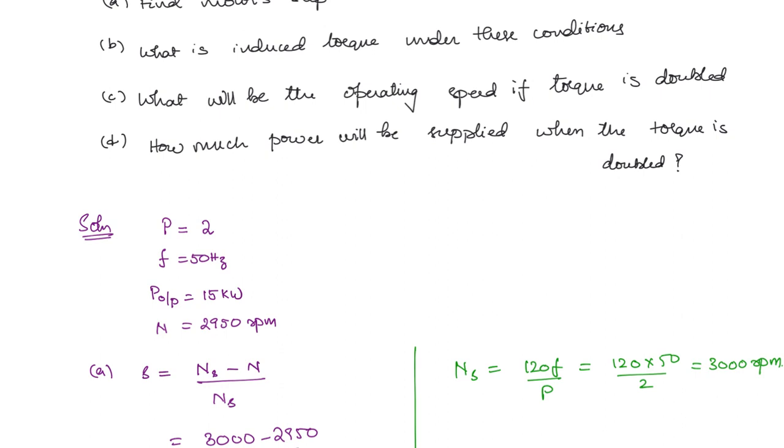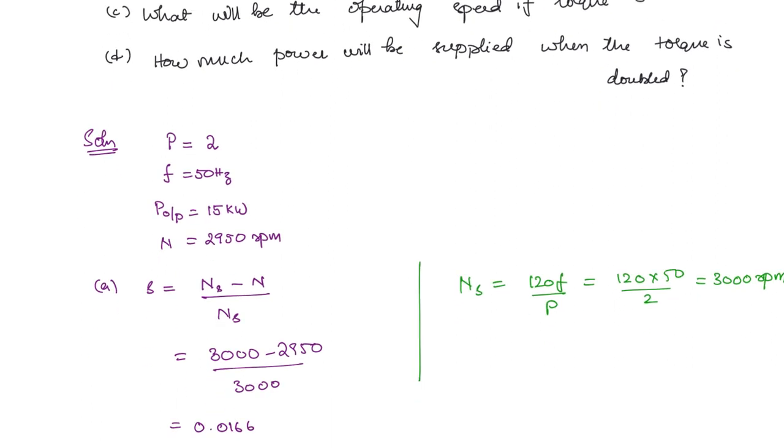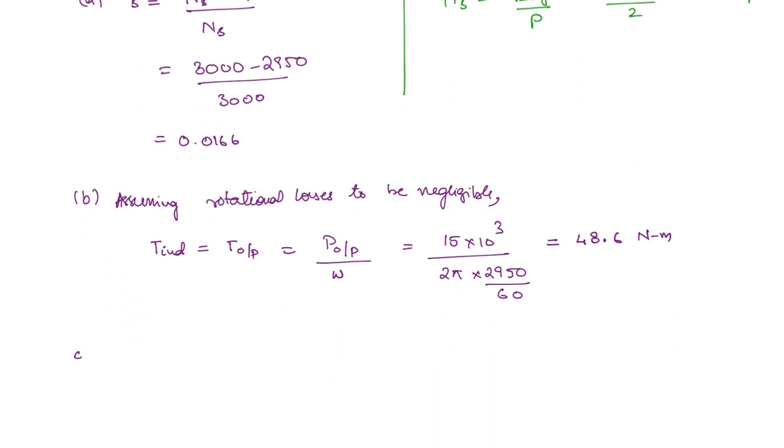What is the next question? You have to find out the operating speed if torque is doubled. Okay. So how to solve this? We know that the normal operation is usually in the linear region. Linear means the torque will be proportional to the slip, right? As torque increases, the slip will also increase. This is the torque speed characteristic. Torque and speed are increasing in this direction, but slip is increasing in this direction. So as torque is increasing, slip is also increasing linearly. Okay. So you have to write torque is proportional to slip.